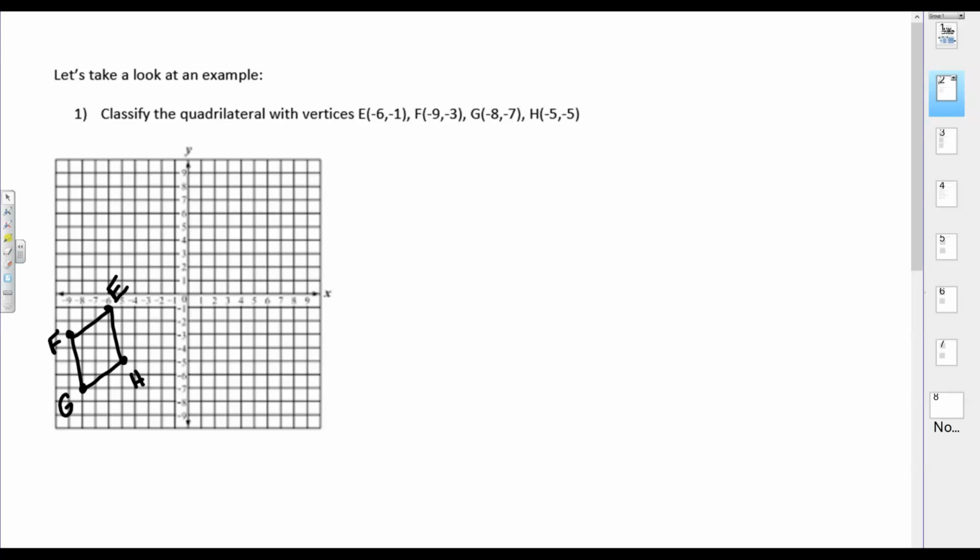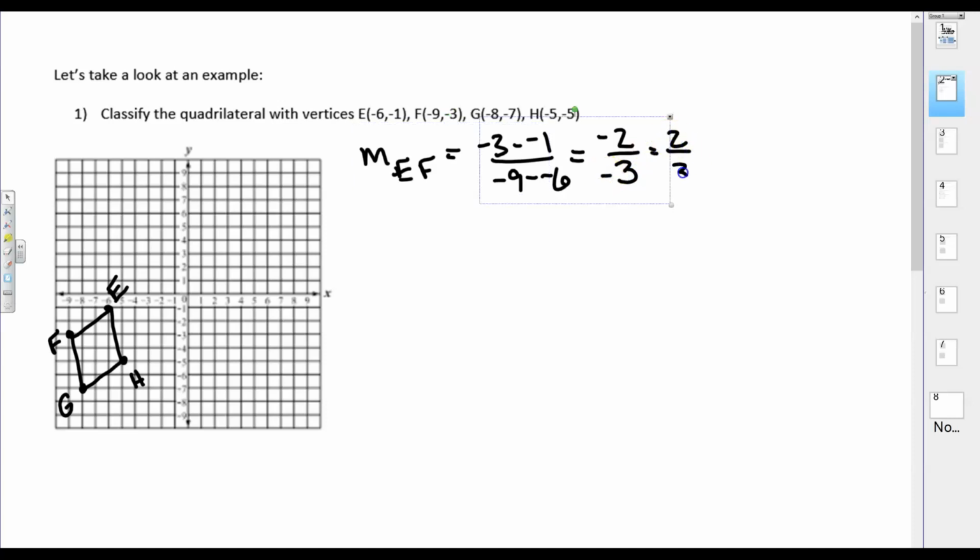So what I'm going to do first, I've done my first step, which is graphing. My second step is to find the slope, okay? So I want the slope of EF, which would be -3 minus -1 over -9 minus -6, and I end up with -2 over -3, or 2/3. I'm going to do that for each side now. I'm going to do the slope of all four sides.